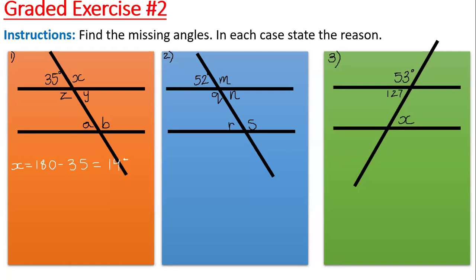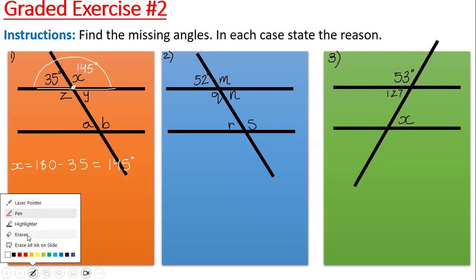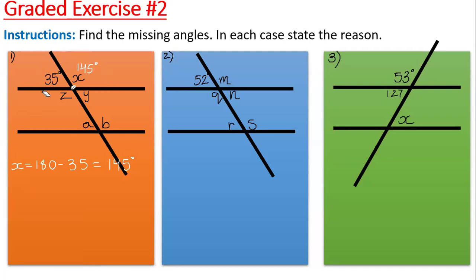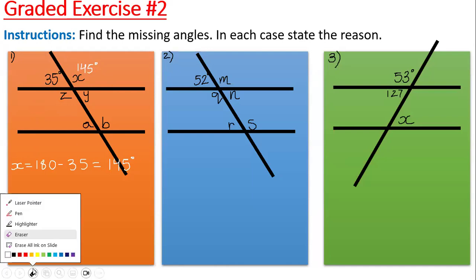Very good. Did anyone else get 145 for X? Let me know, please. I did. Very good, that's excellent. So 145, because angles on a straight line at a common point add up to 180 degrees. Okay. So we have X. Now we need Y. What do you all have for Y?